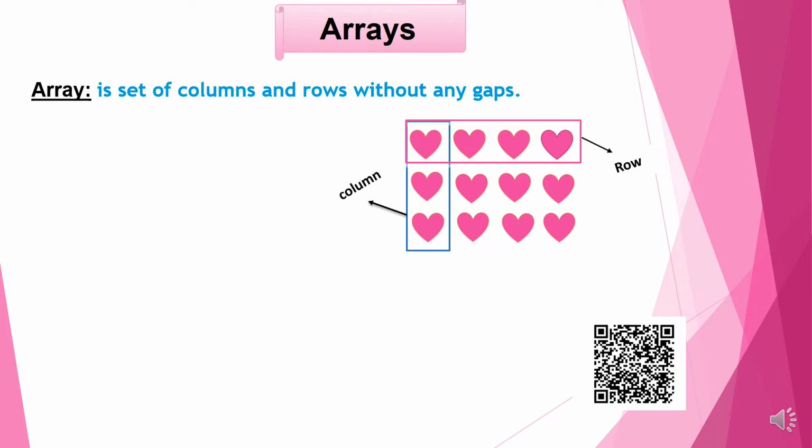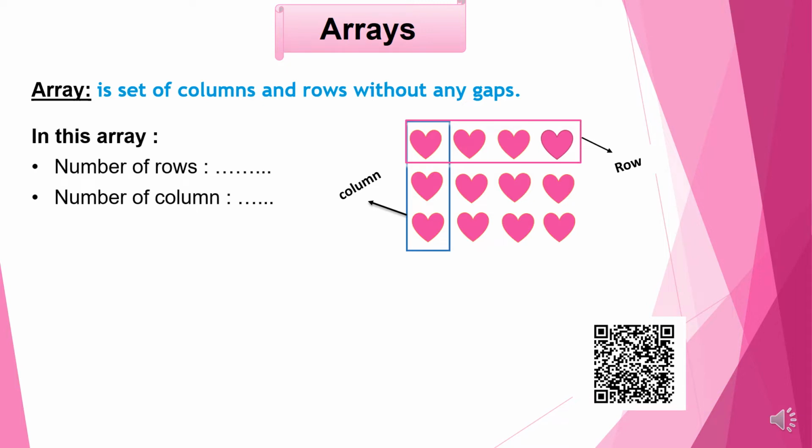We have here an array of hearts. It contains some columns and some rows without any gaps. We don't have any missing item here. Okay? And we said columns are the items which are arranged in a vertical way or vertical direction. And rows are items which are arranged in a horizontal way or horizontal direction.